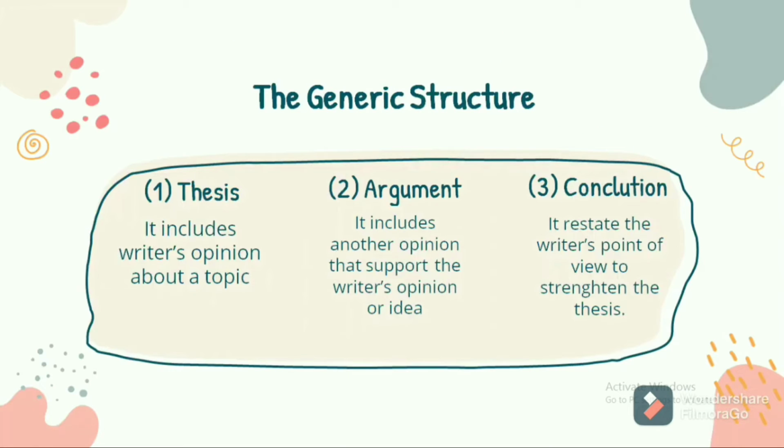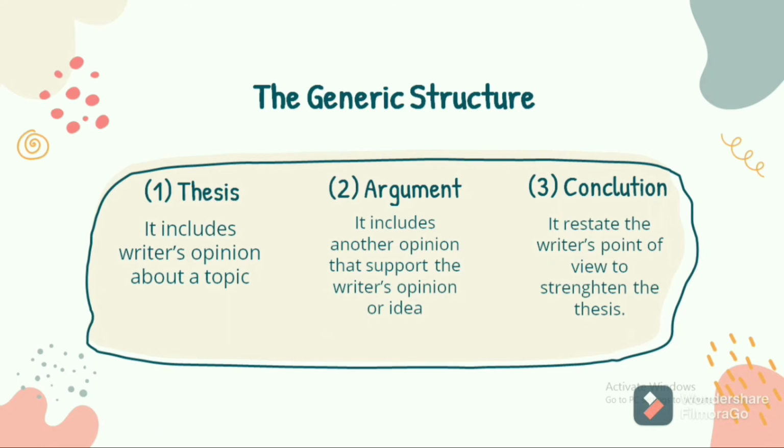Here, we have the generic structure of analytical exposition text. We can see that the text has three generic structures. They are thesis, argument, and conclusion. So, what are the three of them? We will discuss them one by one. Well, we start from thesis. Here, thesis includes the writer's opinion about a topic.